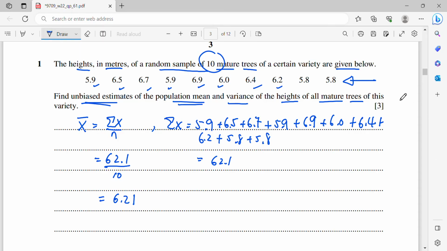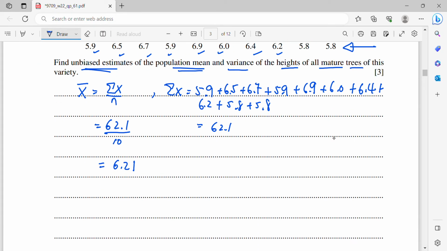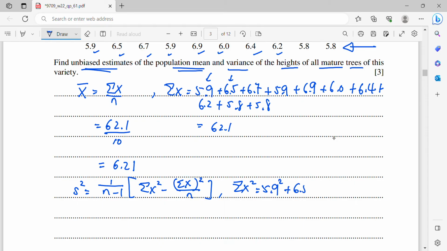Alright, so now for the variance. The formula is 1 over n minus 1, summation x squared minus square of summation x over n. So now we need to get the summation x squared. Summation x squared is basically the square of all the x. So it becomes 5.9 squared plus 6.5 squared plus 6.7 squared. Just recalculate the previous value, but you need to square each of the x values.